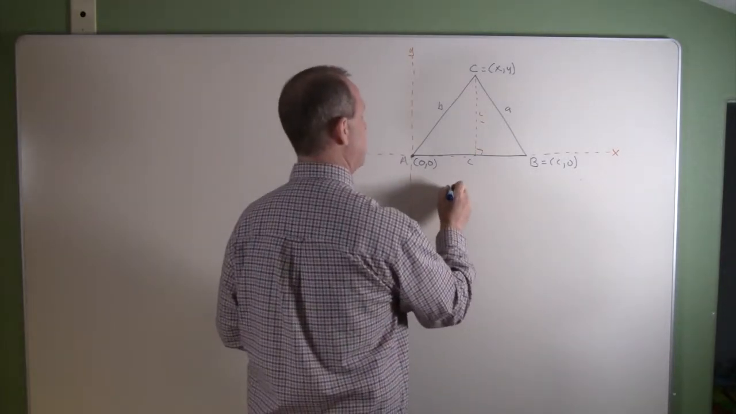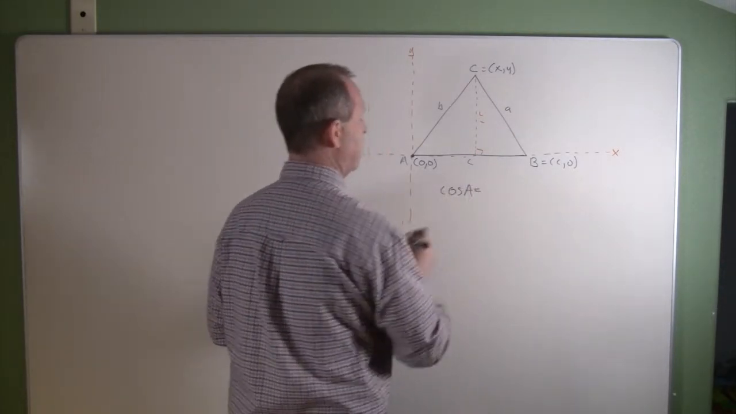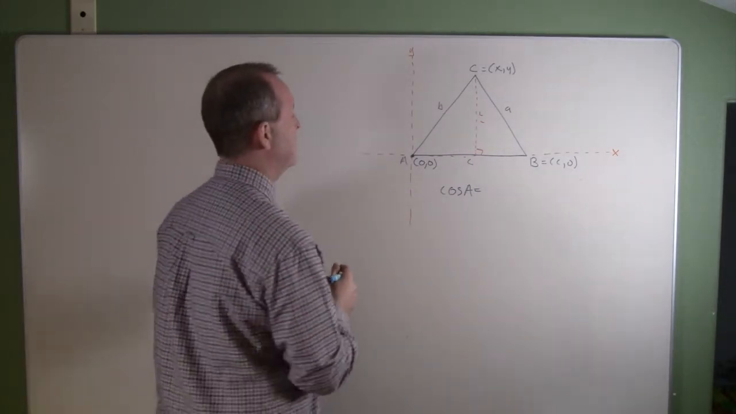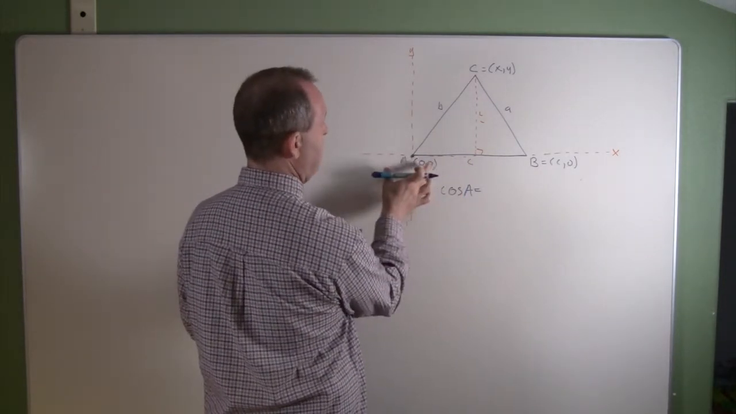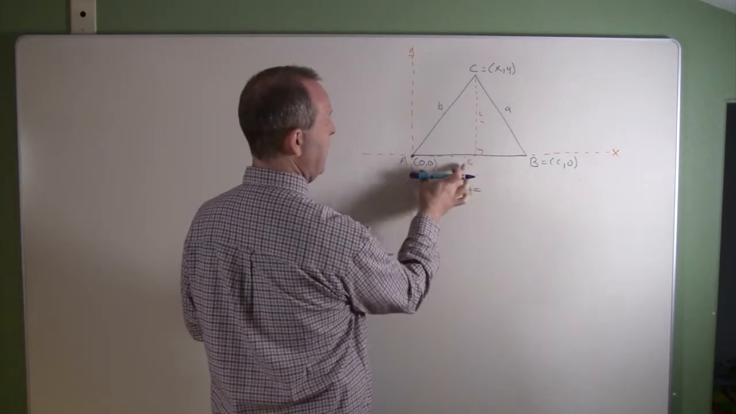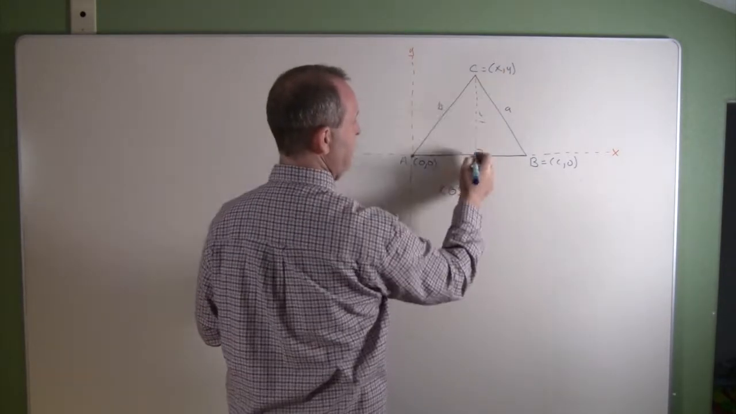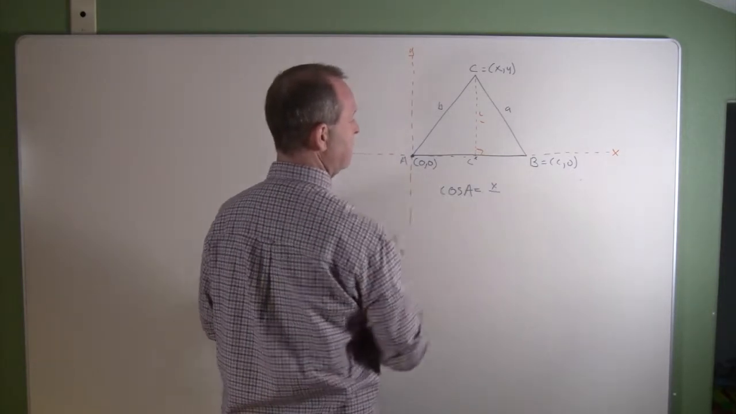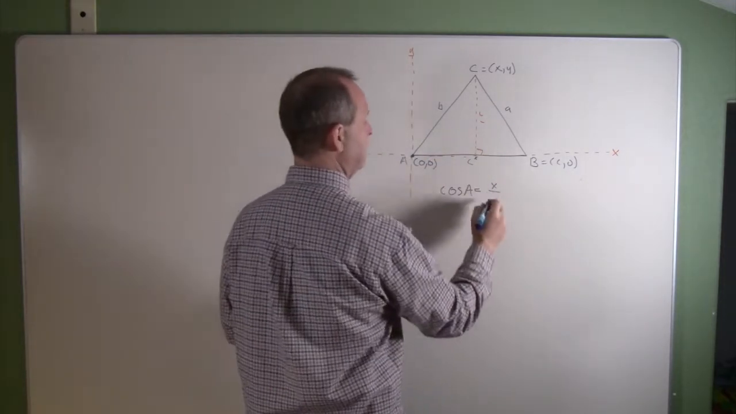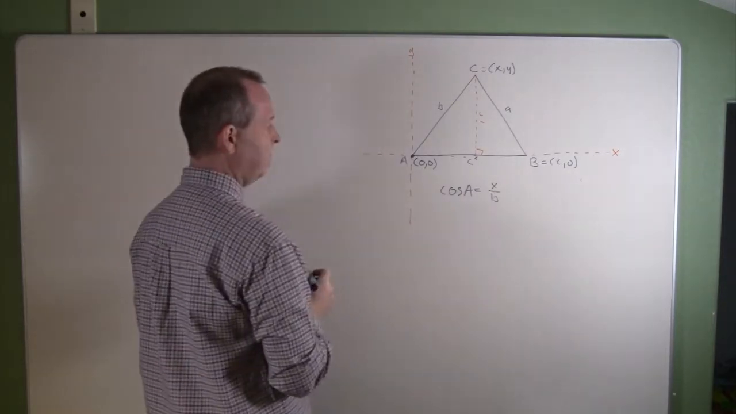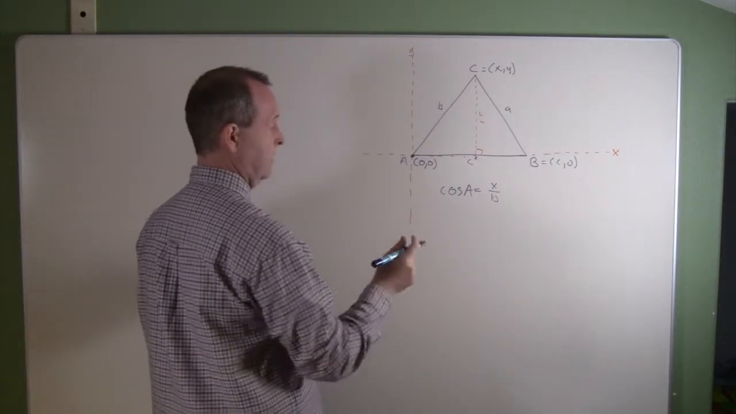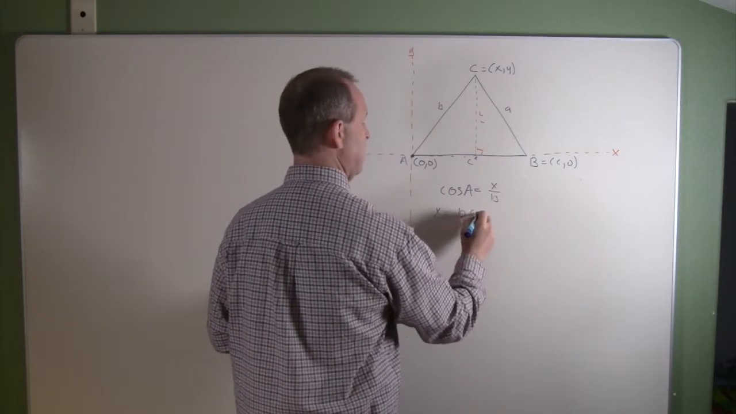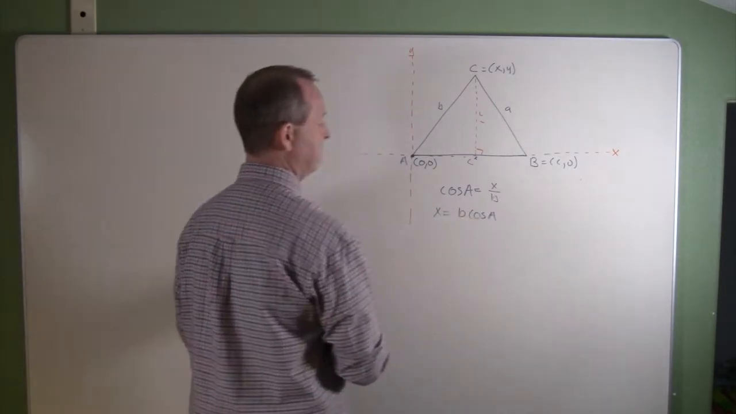I want to figure out what the cosine of A is. Cosine of A was adjacent over hypotenuse. So in this triangle right here, since this length is x, cosine of A is x over b. I want to solve that for x. x equals b times the cosine of A.